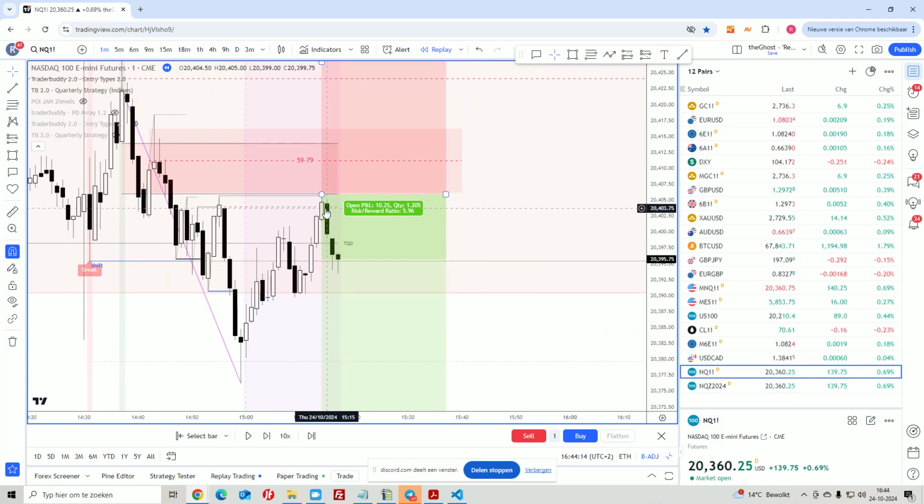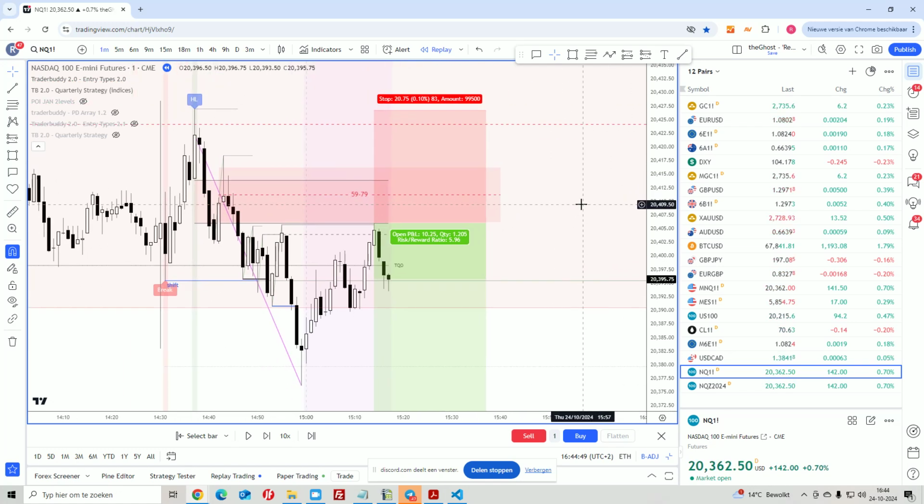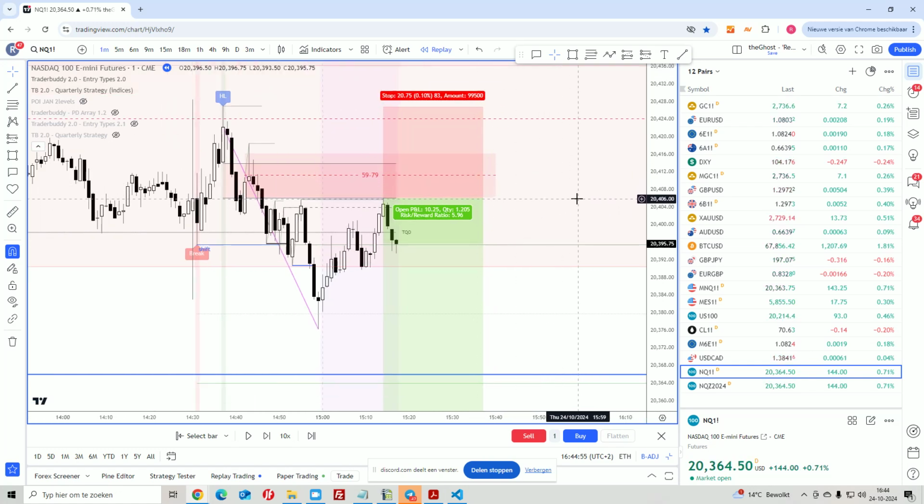Ramazan, you said you entered because of 3 consecutive down candles. I don't recall that I gave a training where you can enter on 3 consecutive down candles, so actually that's none of my strategies. But this 59 retracement entry was an entry.